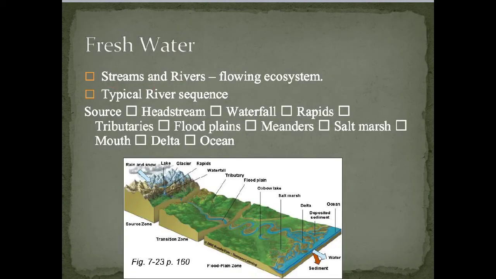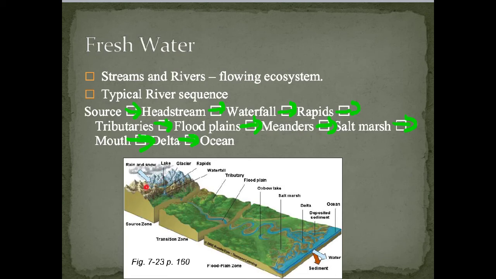So streams and rivers with fresh water. These are your flowing ecosystems. And a typical sequence of your river, and each box should be an arrow pointing this way. So I'm going to go ahead and draw all these in real quick. There we go. Starting out with the source.